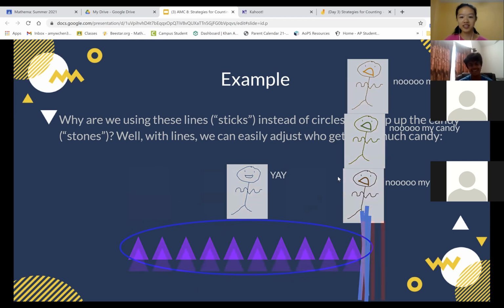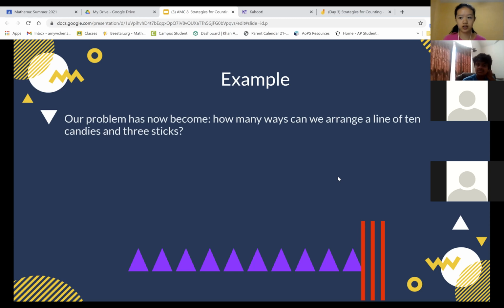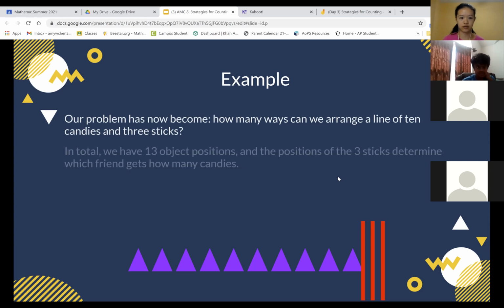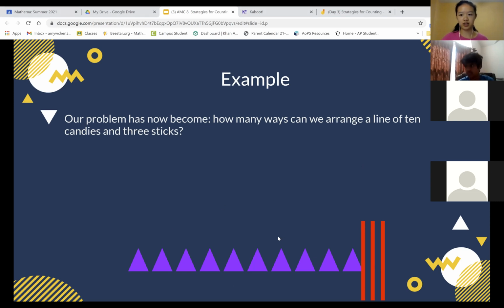Yeah. The point is that we basically changed the problem into just a matter of how many ways can we arrange 3 sticks and 10 triangles, which is actually a lot easier to solve, because now we can use our combination strategy for this. Because in total we have 13 objects, right?